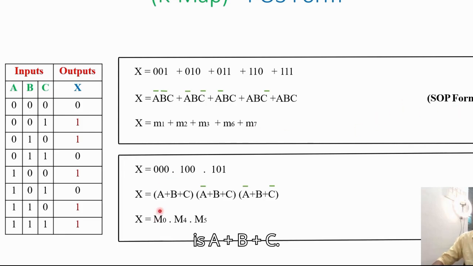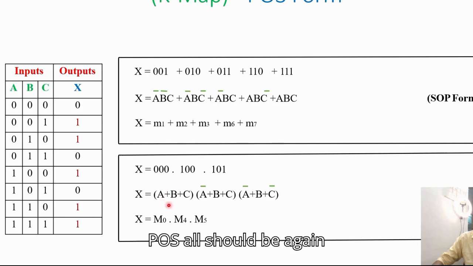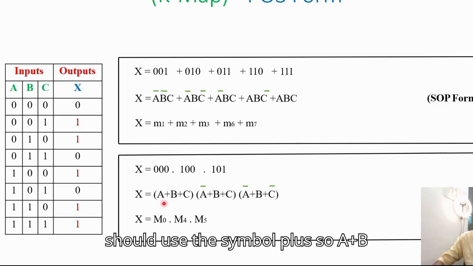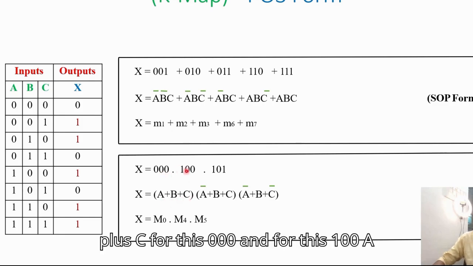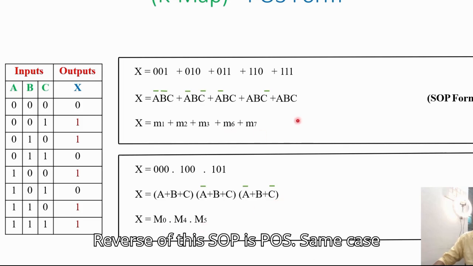0 0 0 means it is A bar, B bar, C bar. For SOP we should write A bar, B bar, C bar in a product. But in terms of POS, all should be complemented again, like A, B, C. Okay. And instead of product between them we should use the symbol plus. So A plus B plus C for this 0 0 0, and for this 1 0 0, A bar plus B plus C, and for this 1 0 1, A bar plus B plus C bar. So it is M0, M4, M5. The reverse of SOP is POS.